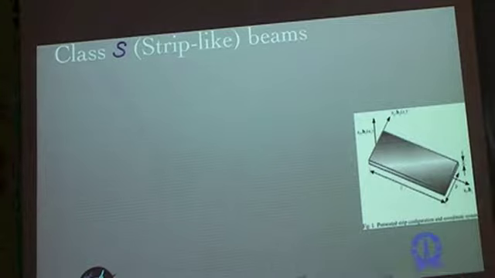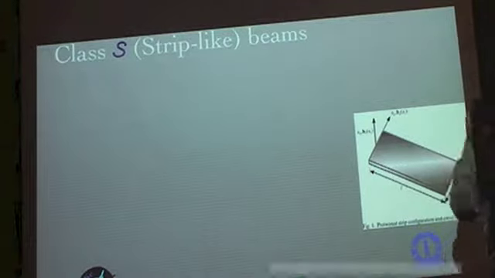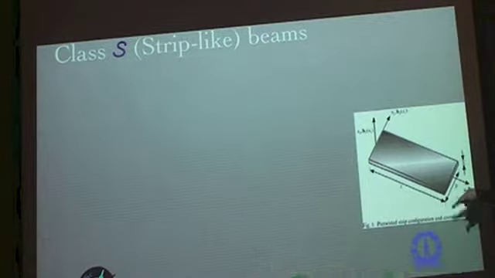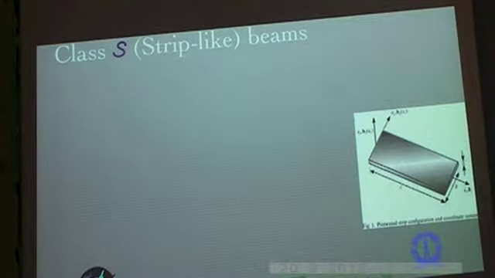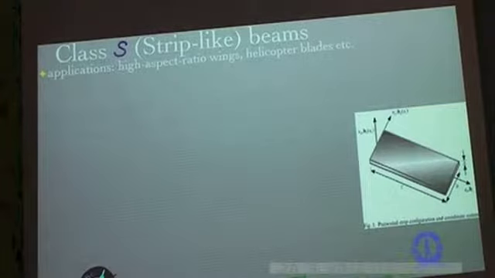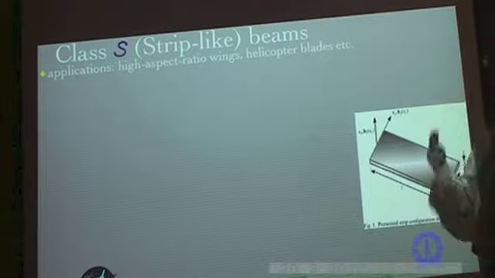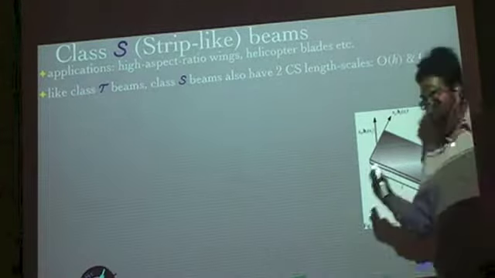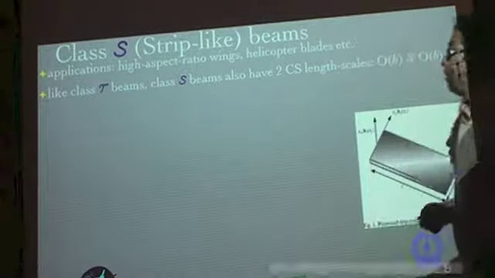Next, we'll look at class S beams, which are strip-like beams. As I said, it can also include thin and long flat cross-sections. But the classic example is the rectangular cross-section, where the height h is much smaller compared to the breadth b. Applications again are high aspect ratio wings, helicopter blades, etc. Again, high aspect ratio with high speed applications, so thin airfoils are important there.